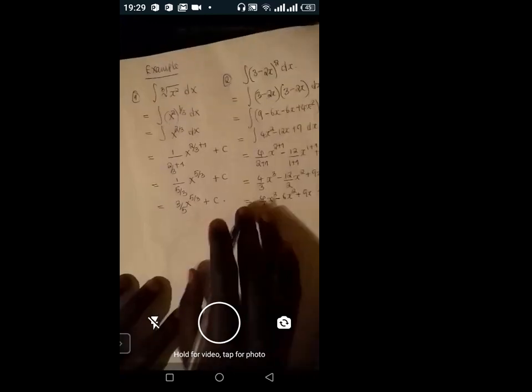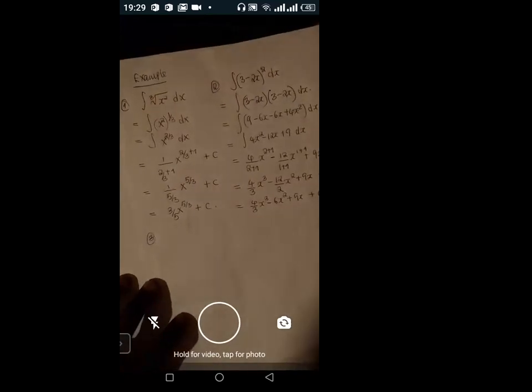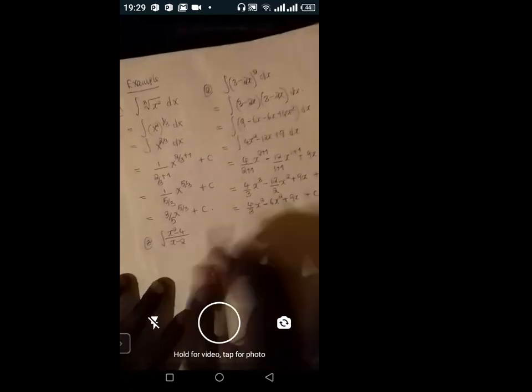So you can have example number 3. So example number 3, we need to evaluate this. The integral of x squared minus 4 over x minus 2 dx.